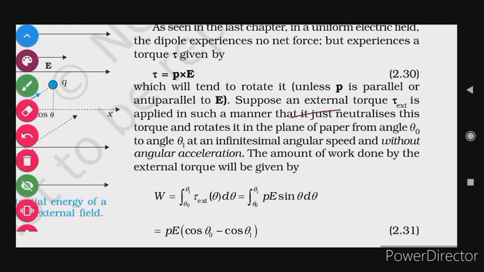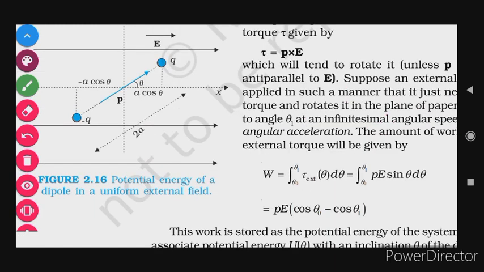Suppose an external torque is applied in such a manner that it just neutralizes this torque and rotates the dipole in the plane of the paper from theta naught to theta 1 at an infinitesimal angular speed and without angular acceleration. The electric field applies a torque trying to align the dipole with the field. Suppose we apply an external torque opposite to it, which will rotate it in the opposite direction. What will be the work done by this torque?